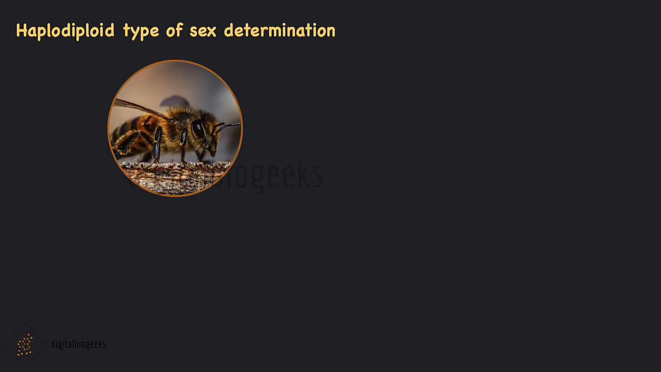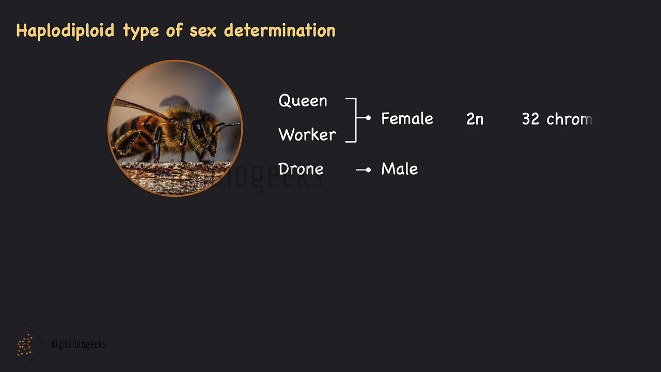There is another type of sex determination mechanism called haplodiploid sex determination. This is found in honeybees. There are mainly 3 types of honeybees: queen, worker and drones. Here, the queen and workers are females and drones are males. Let's see how we can determine the sex in them. In honeybees, the females are diploid with 32 chromosomes and males are haploid with 16 chromosomes.